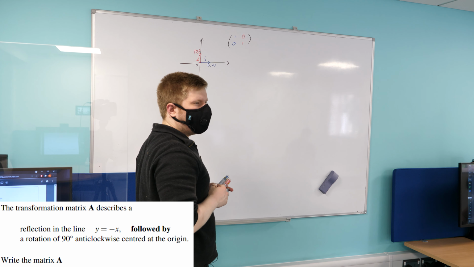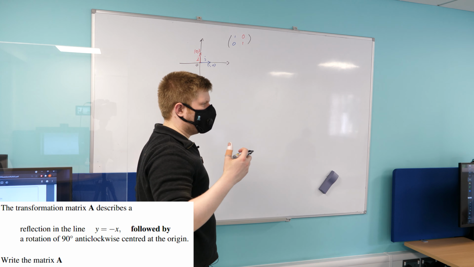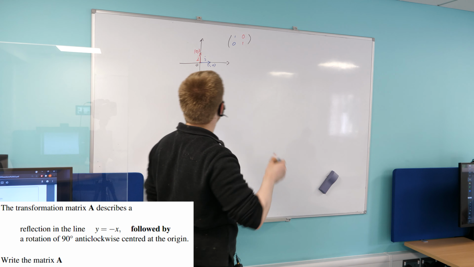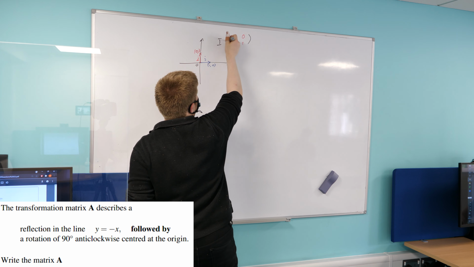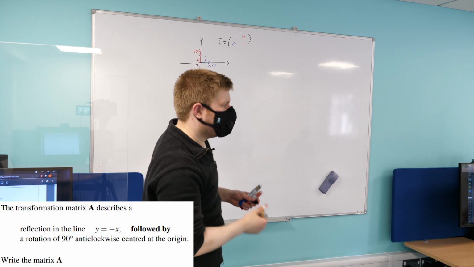Now, does anybody recognize that particular matrix? So 1, 0, 0, 1. It is a special matrix. It's called I. Identity. Yeah, good, it's identity. Yep, I for the identity matrix.